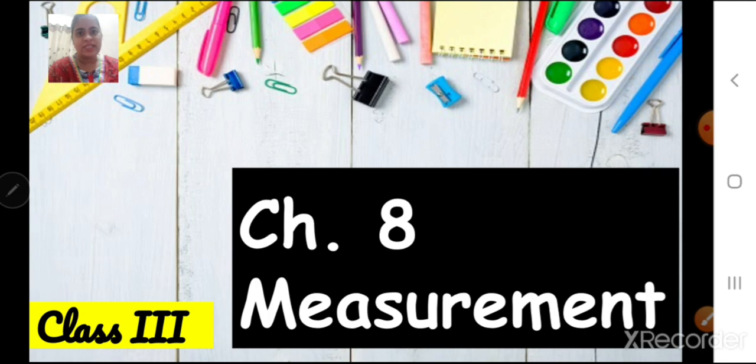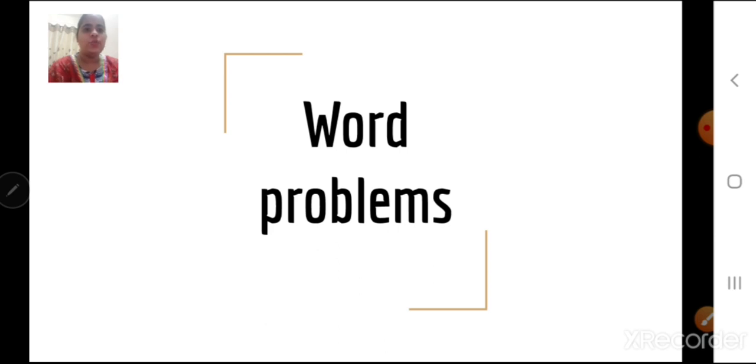Children, let us continue with our chapter number 8, measurement. Today we are going to understand a few word problem questions. Children, in word problem questions, there are a few important things. So what are those? First thing is we have to read the question at least 2 times.